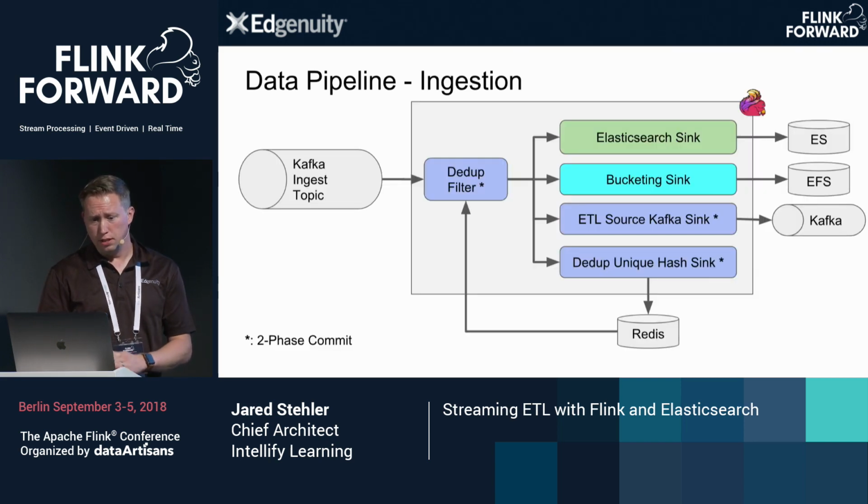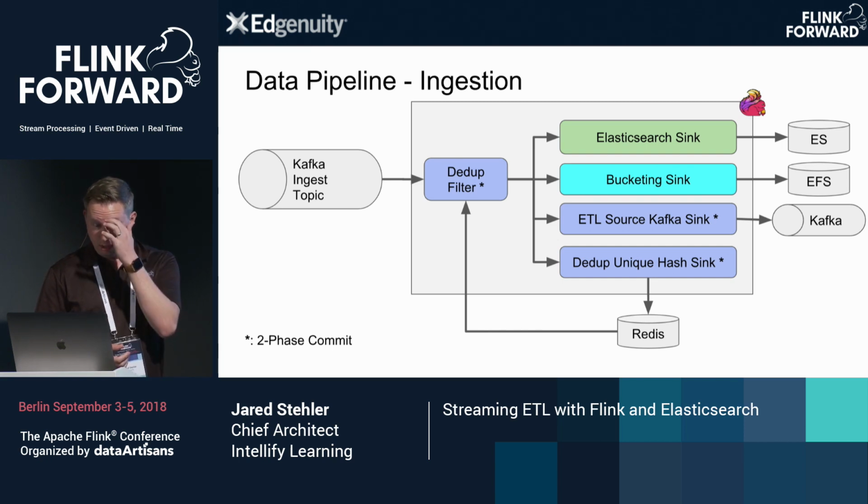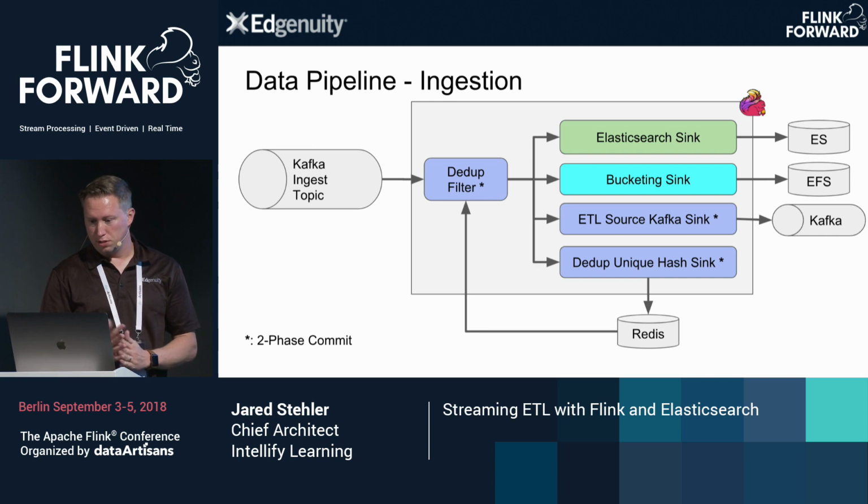We have a Flink job that reads off that topic and does some dedupe, and then it additionally pushes out into Elasticsearch for more real-time querying on the raw data. It pushes into a bucketing sink into EFS, because the bucketing sink doesn't support S3, even though with Flink 1.6 now there's a new one that does, so that's exciting for us. It pushes into what I've called here the ETL source sink, which does that routing to a specific Kafka source based on the ETL source, which allows us to bind to the ETL jobs down the road. And then a dedupe hash sink.